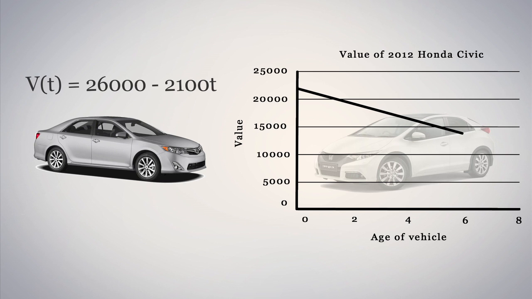The Honda Civic graph intersects the vertical axis at 22,000, but the Toyota Camry's function has a vertical intercept of 26,000. How do we know? The vertical intercept can always be found by plugging in 0 for the independent variable. So, what do these numbers mean? They are the values in dollars of each vehicle when they are 0 years old. Brand spanking new.